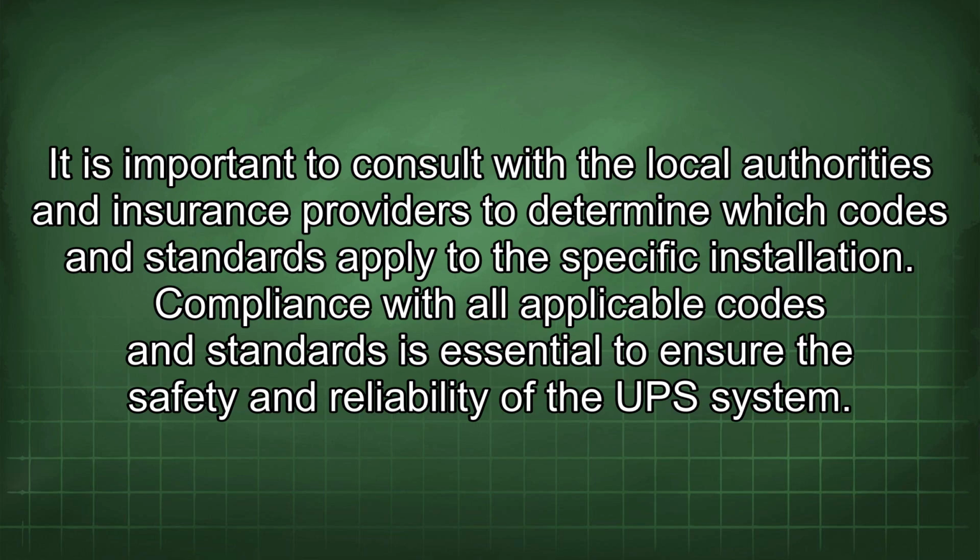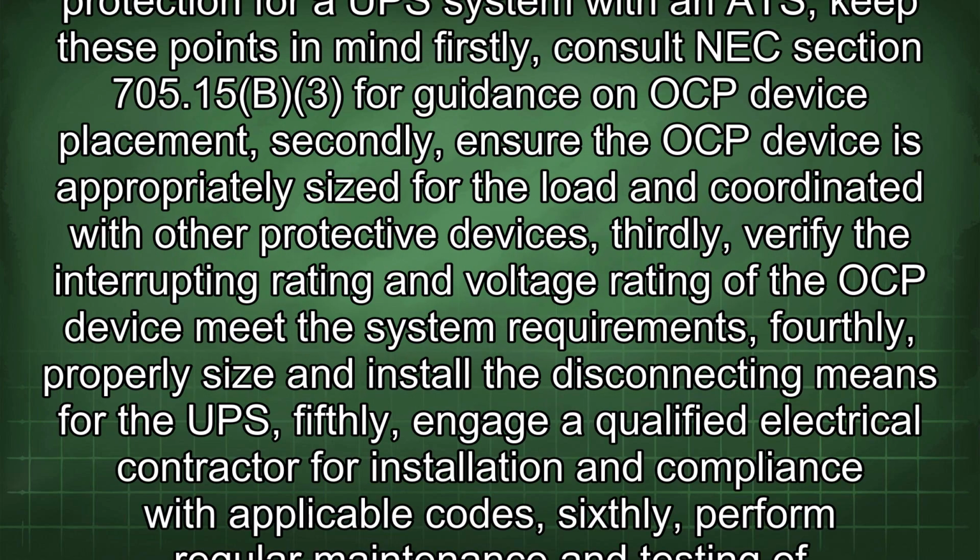UPS system. To recap, when implementing overcurrent protection for a UPS system with an ATS, keep these points in mind. Firstly, consult NEC Section 705.15(B)(3) for guidance on OCP device placement. Secondly, ensure the OCP device is appropriately sized for the load and coordinated with other protective devices. Thirdly, verify the interrupting rating and voltage rating of the OCP device meet the system requirements.